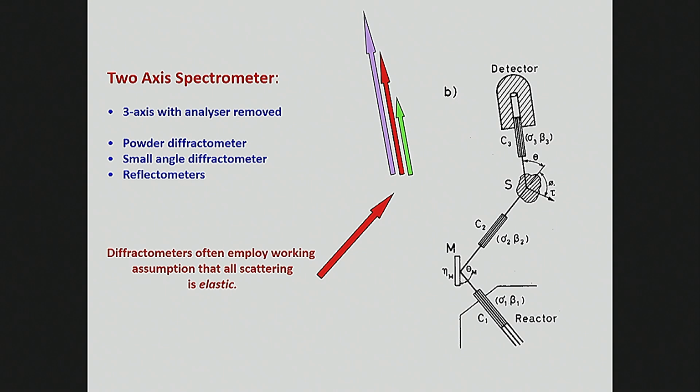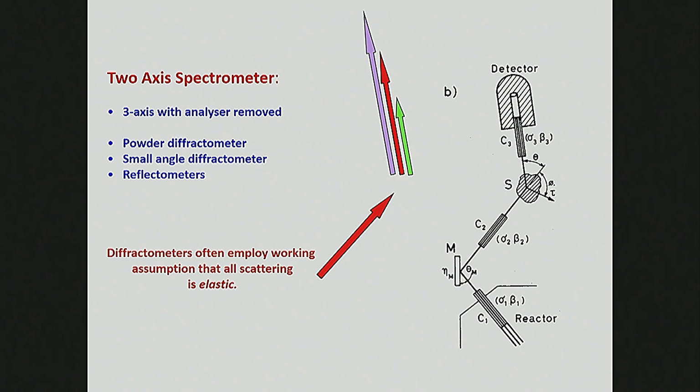So one of the things that is often done, and it might be done by design. So for example, HB1A is no, actually HB1A is a triple axis with just a fixed two-theta-M. Sorry about that. So not a good example.